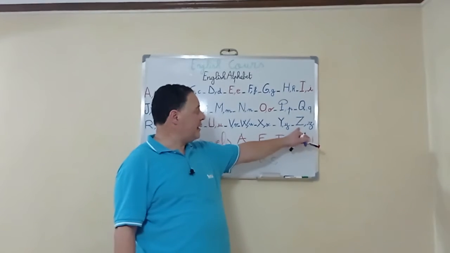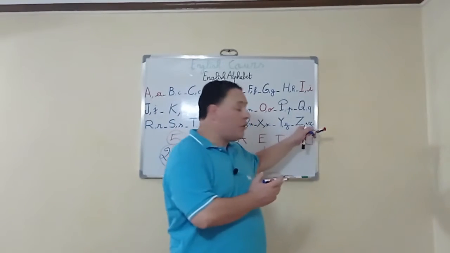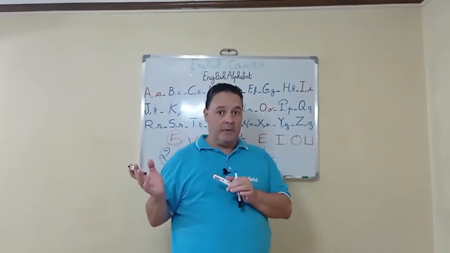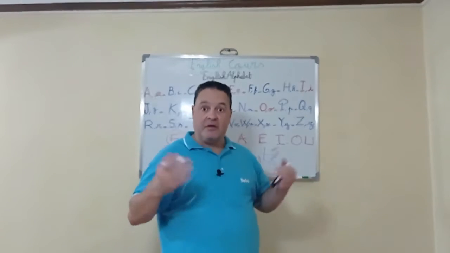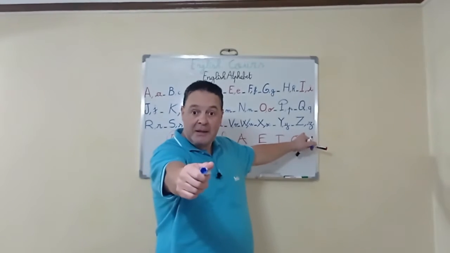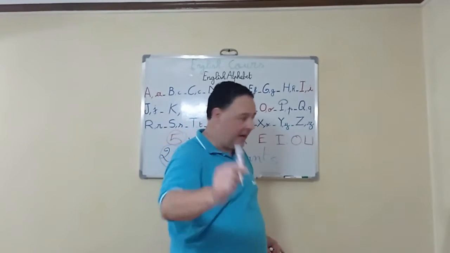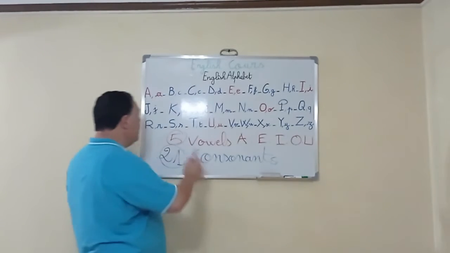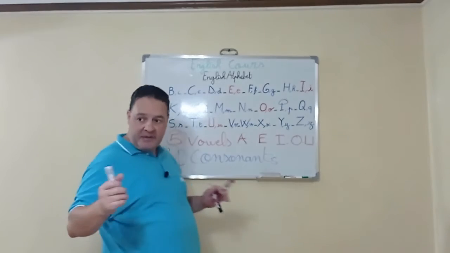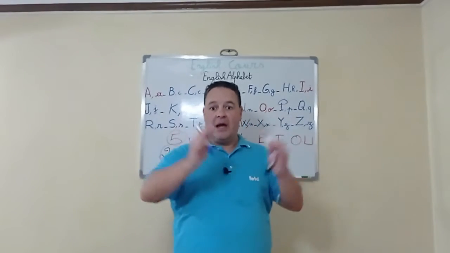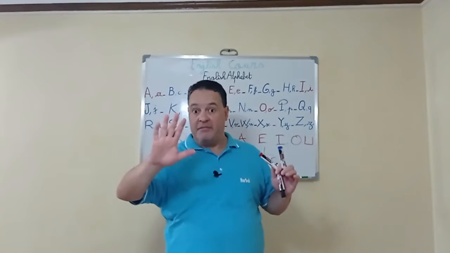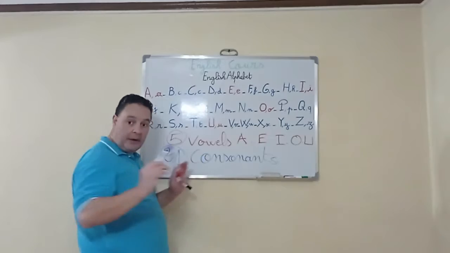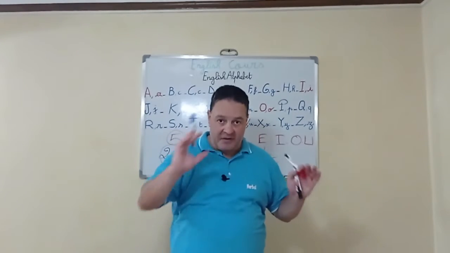So about Z, English people call it Zed, but the American people, in the United States of America, call it Zee. Yes, Muhammad. You're right. Exactly. So we have five vowels and we have 21 consonants. Okay? Is it clear there?